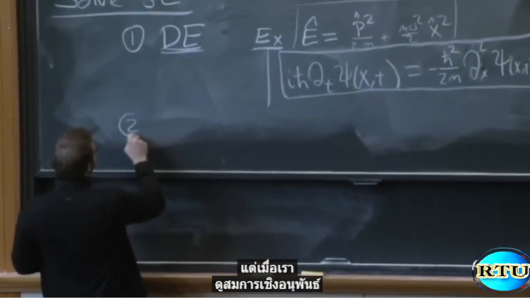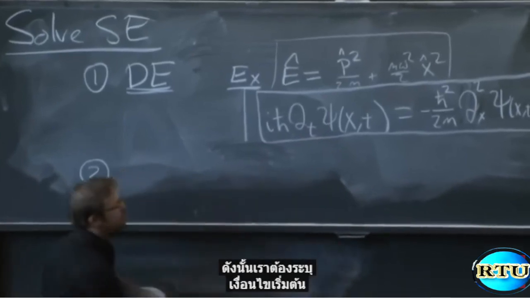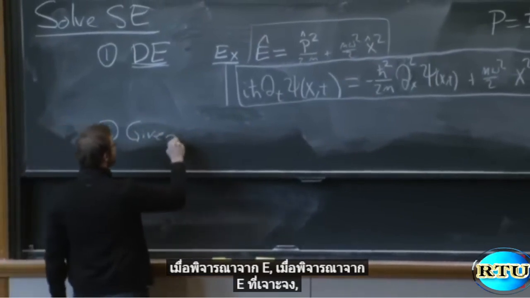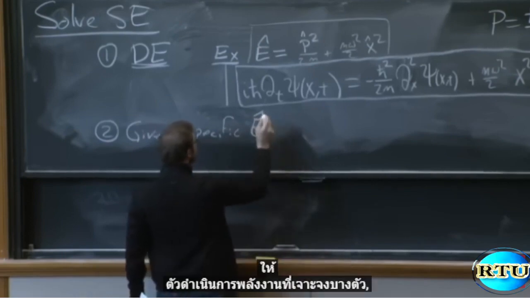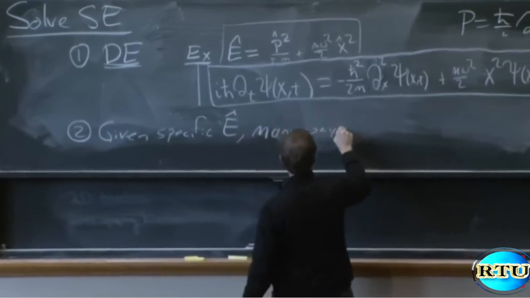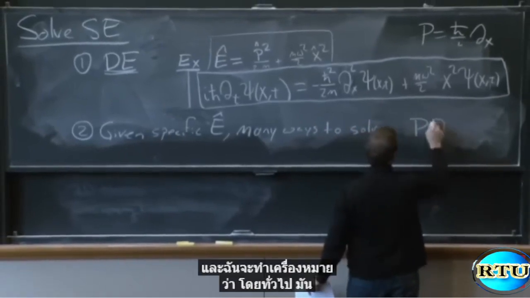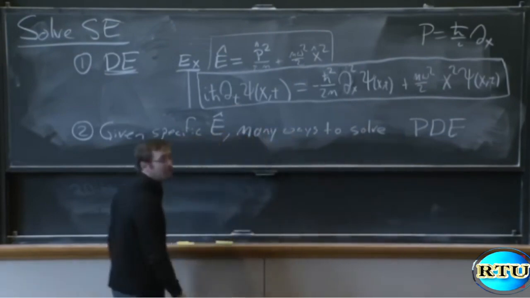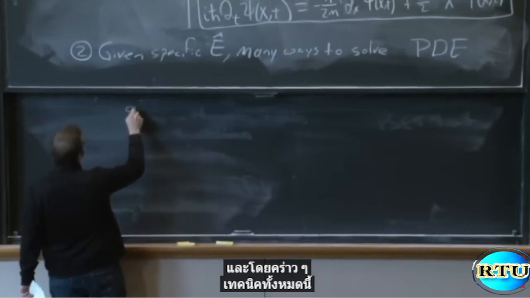When we actually look at a differential equation like this, it's got a derivative with respect to time, so we have to specify some initial condition. There are many ways to solve it. Given some specific energy operator, there are many ways to solve the resulting differential equation. And I'm just going to mark that, in general, it's a PDE, because it's got derivatives with respect to time and a derivative with respect to space. Okay. And roughly speaking, all these techniques fall into three camps.